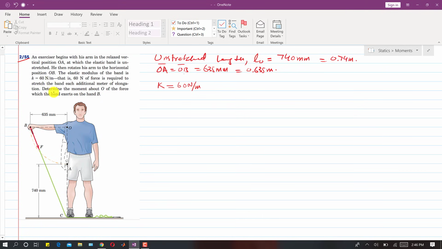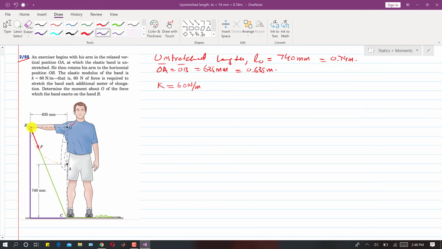So it is said to determine the moment about O. So we need to find the moment about this point O of the force which the band exerts on the hand B, right? So this band will exert some force on this hand, and that force will produce some moment. So we need to find that moment.